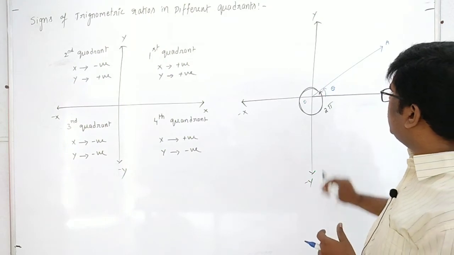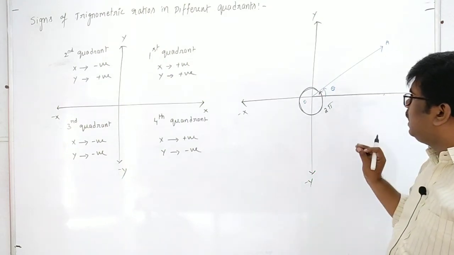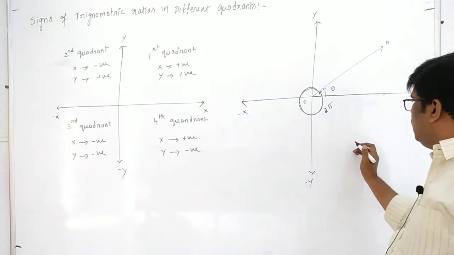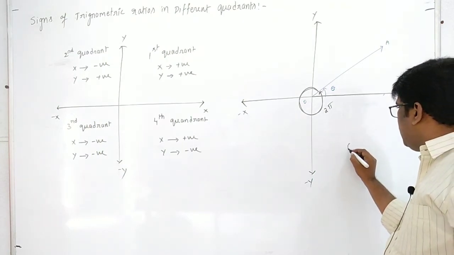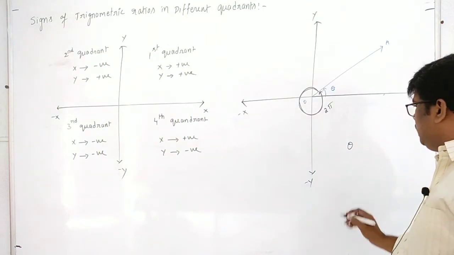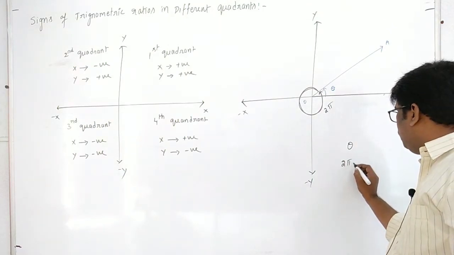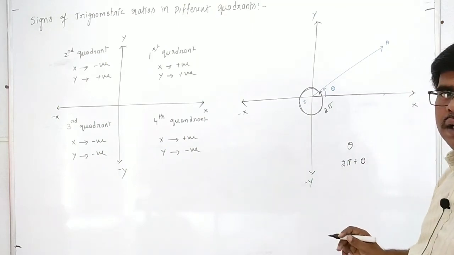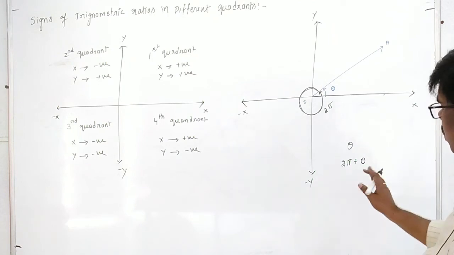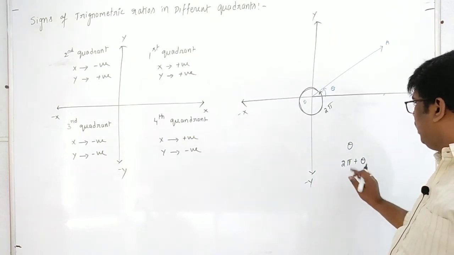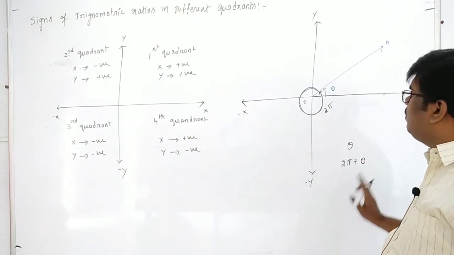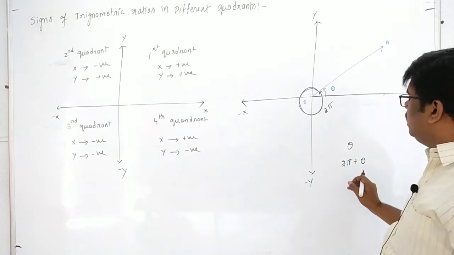So shall I write like this here? We can observe that theta and 2 pi plus theta do not make much difference. It will not make any difference. Why? Theta and 2 pi plus theta have the same value, we can observe here.